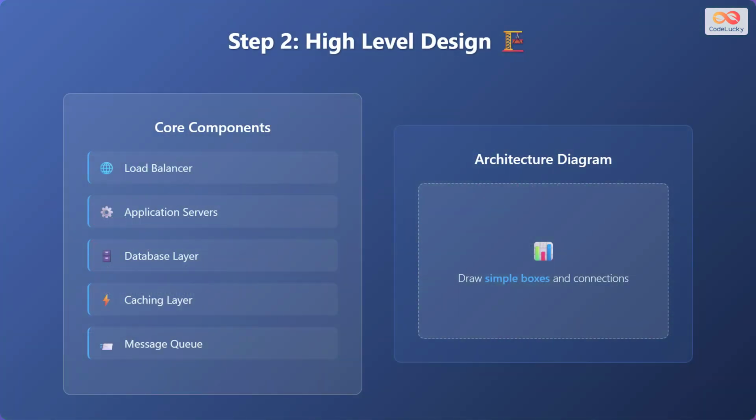The second step is to outline a high-level design or HLD. Start by identifying the core components required for the system. These often include a load balancer, application servers, a database layer, a caching layer, and a message queue. Then, create an architecture diagram. This diagram should illustrate the interaction between these components, showing the flow of data and requests within the system. These diagrams should be relatively simple and are only meant for a high-level overview.